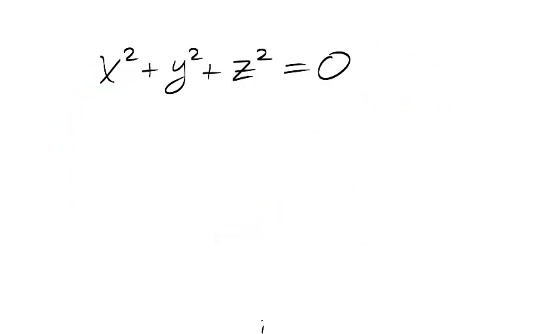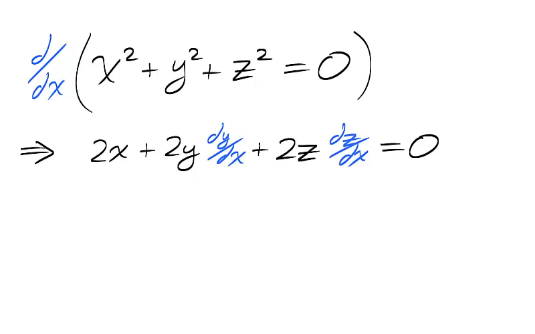Not all functions depend on two variables. The function x squared plus y squared plus z squared equals 0 describes a relationship between x, y, and z implicitly. Taking the derivative with respect to x, we can still find the derivative dy dx, the change of y with respect to x, though we will also have the derivative dz dx when we take the derivative with respect to x, as z is also related to x.